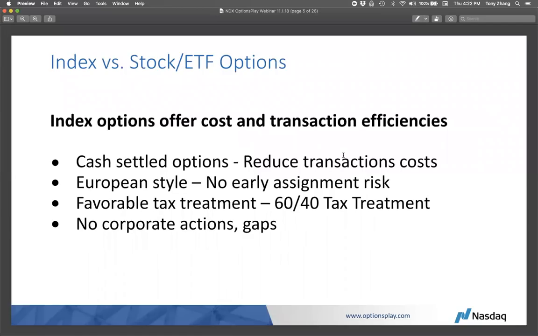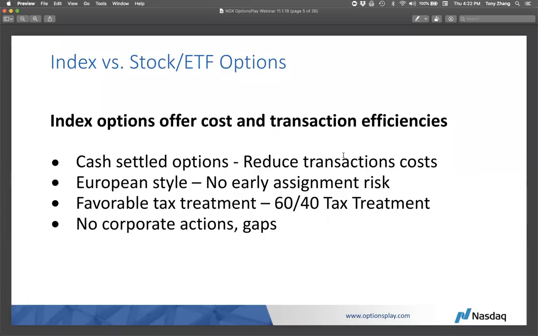What I want to do is talk a little bit about what is the difference between trading index options versus stock or ETF options, because I know most of you here trade stock or ETF options, or are familiar with trading stocks or ETF options. So from a trading perspective, they are very, very similar. However, index options do provide you some cost and transactional efficiencies.